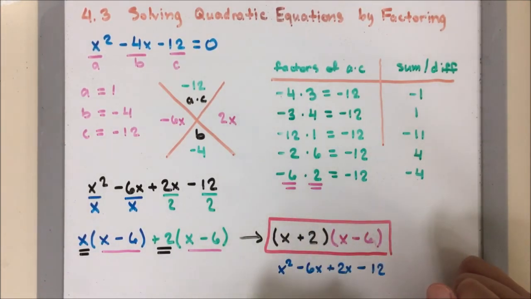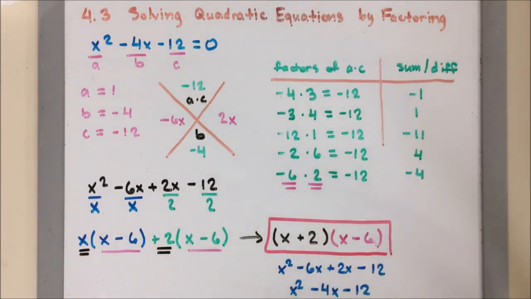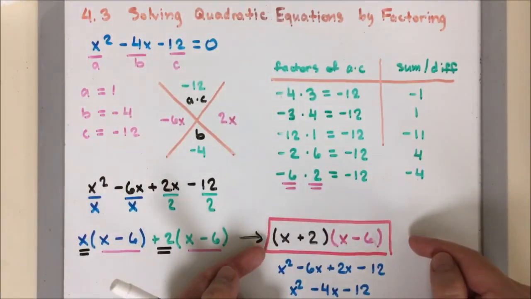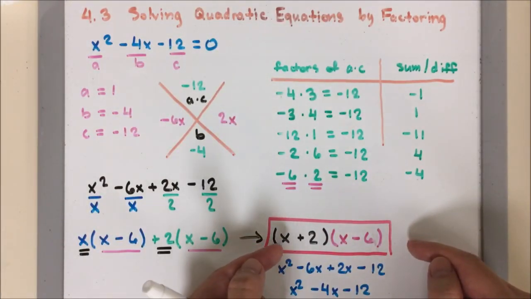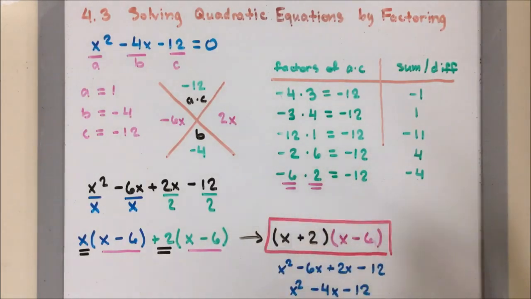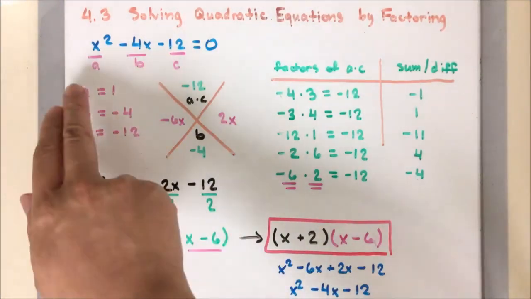Then I'm going to combine like terms, which is the middle, negative 6x plus 2x. So that's going to be negative 4x. And then I bring down the minus 12. And I bring down the x squared, because there's nothing else you can combine. And if you look closely, this looks exactly the same as the original problem. So therefore, I got the right answer, which is x plus 2 times x minus 6. And then that's all you have to do for factoring by grouping when a is 1.